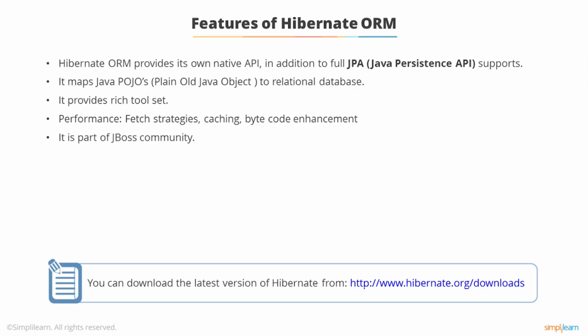Hibernate ORM provides its own native API in addition to full JPA, which is the Java Persistence API. It maps POJOs or Java objects to relational databases. It provides a rich tool set. It has better performance for caching, fetching, and enhancing code performance, and it is also part of the JBoss community. This is where we can go and download the latest version of Hibernate.